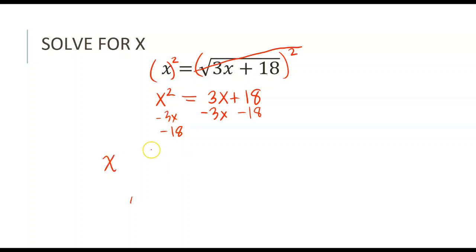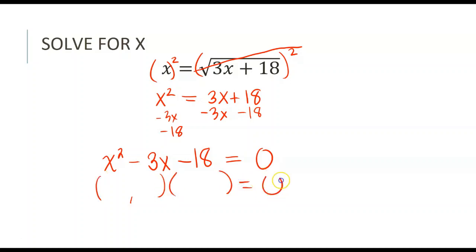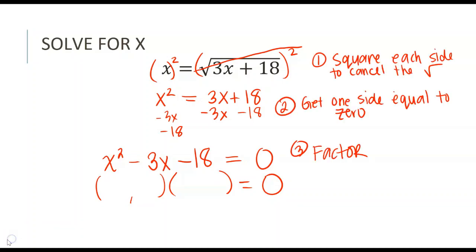So we now have x squared minus 3x minus 18 is equal to 0. And again, the whole reason we did this is so that we can factor and get some answers. So ask yourself what multiplies to 18 that adds to 3. More specifically, what multiplies to make negative 18 that adds to negative 3. That's going to be 6 and 3.